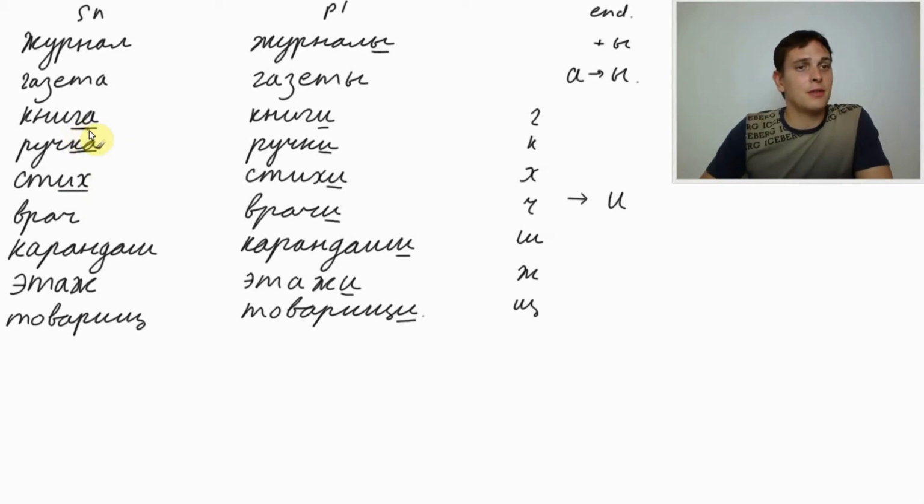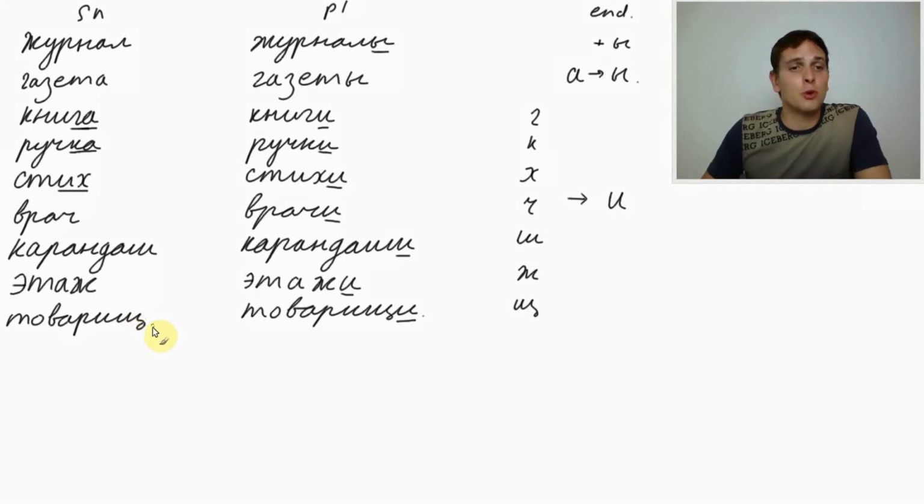And if one of these letters is a consonant from this group, Г, К, Х, Ч, Ш, Ж, Щ, and it's followed by А, and we need to build a plural, we remove А and place И instead of this. So, книга, книги, ручка, ручки. And for стих, врач, карандаш, этаж, and товарищ, we don't have this problem. Basically, we got a hard consonant and we need to end it with Ы.